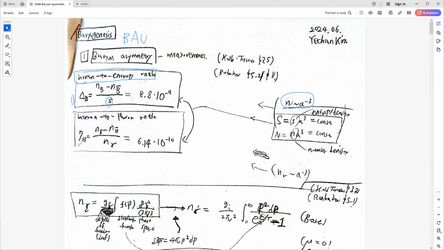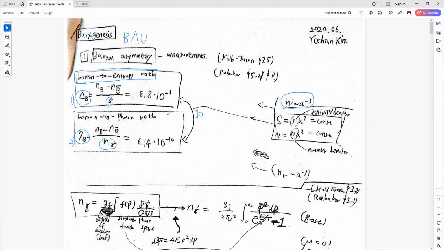can also be divided by the photon number density. Because the entropy density and the photon number density differ by a factor of order one, the baryon asymmetry, the baryon-to-entropy ratio and the baryon-to-photon ratio, differ by a factor of order one, but it's almost of the order of 10 to the minus 7 or 10 to the minus 11.